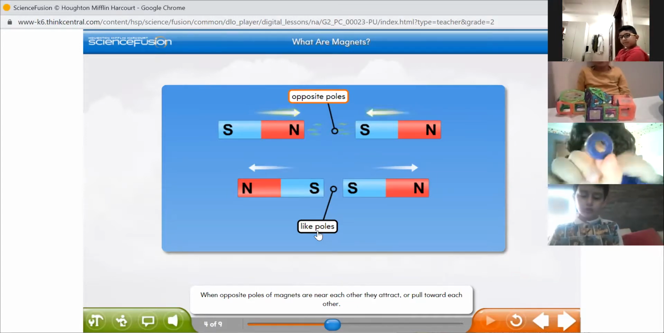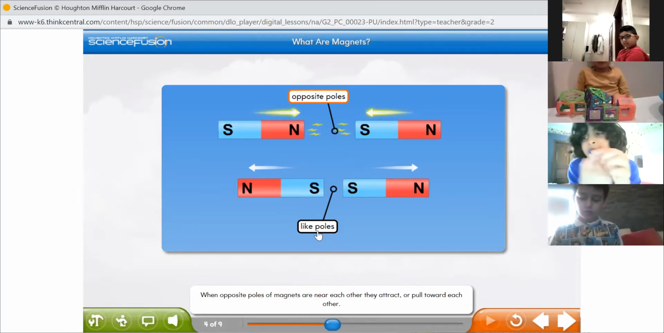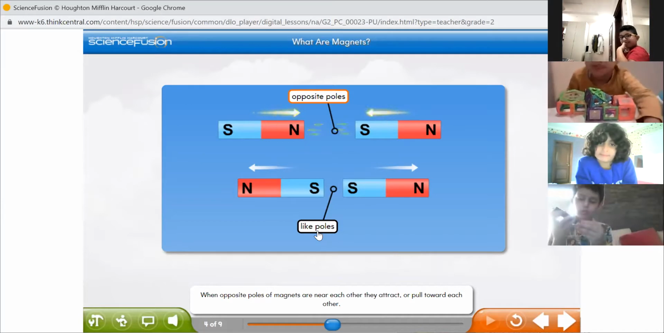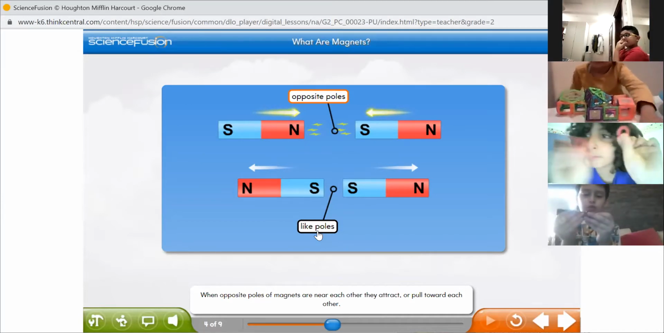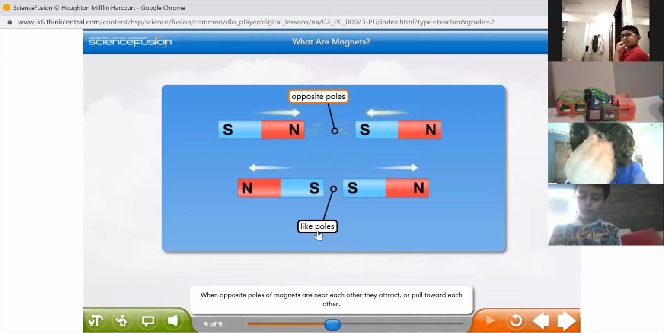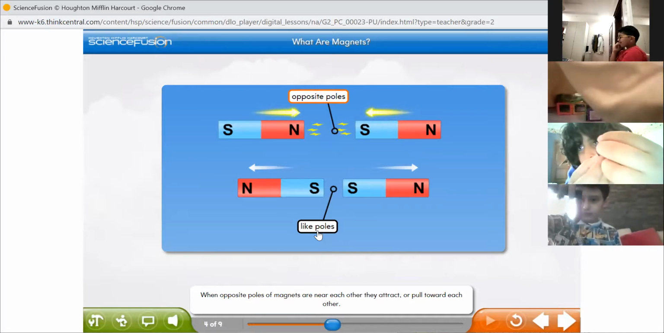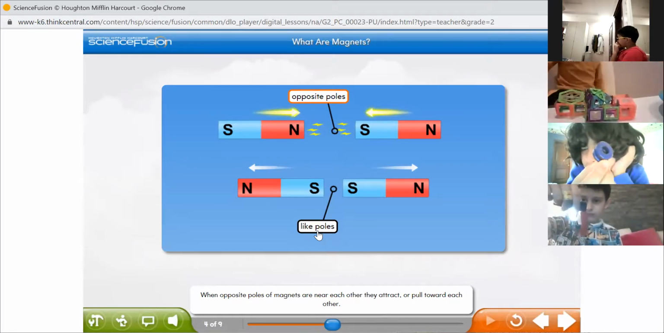Red with blue, only different poles, the opposite poles. Okay, Saud, I need you to use the words attract and repel. If they are opposite poles, blue and red, they will attract or repel? Blue with red will attract.